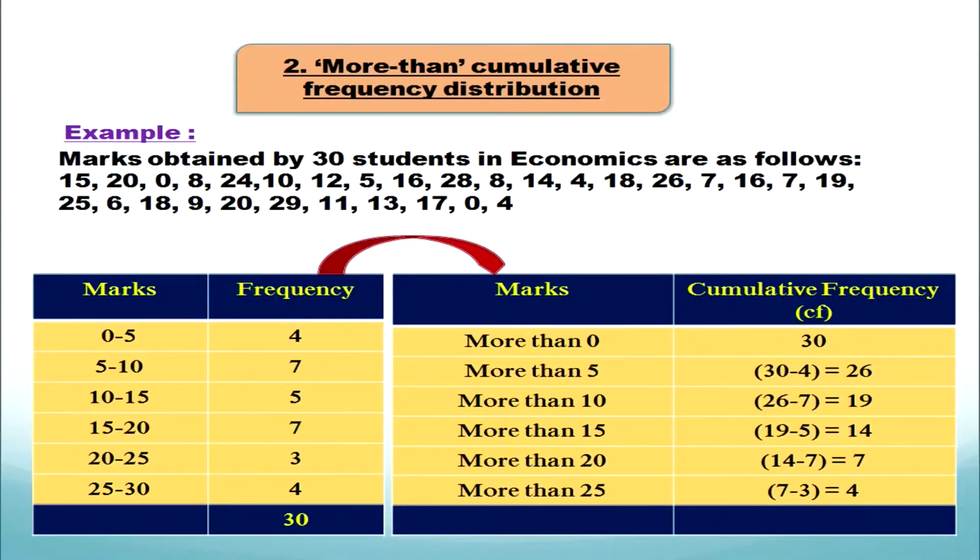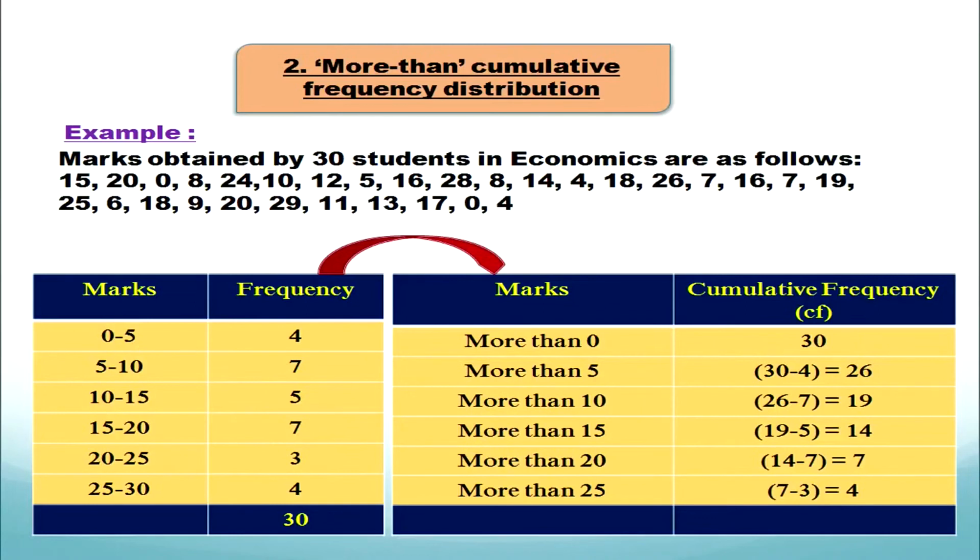Now, let us see with the help of an example how we can construct more than cumulative frequency distribution. In this example again we have taken the same example so that we know what is the difference. First, we have constructed the exclusive series. As I have told you, it is always advisable that you first construct an exclusive series and from that exclusive series you convert it into cumulative frequency distribution, that is of more than or less than, it is up to you. Now, we have taken the same question, so the exclusive series remains the same.